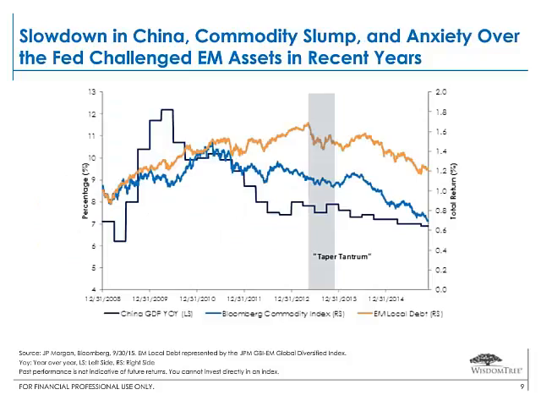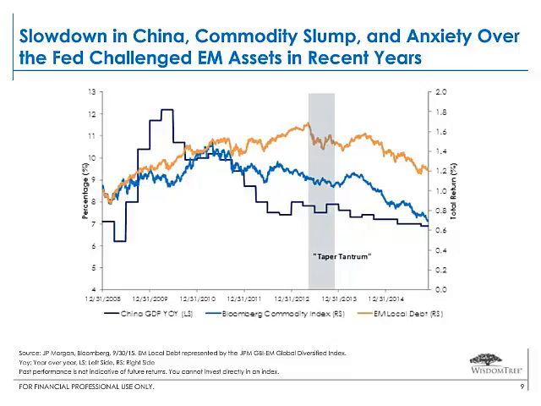Now we're going to go back to these three catalysts, and we're going to talk about this a lot during the course of the webinar. But you can really see the influence of commodities, China, and Fed policy in the graph in front of you, and their influence on EM debt in general.